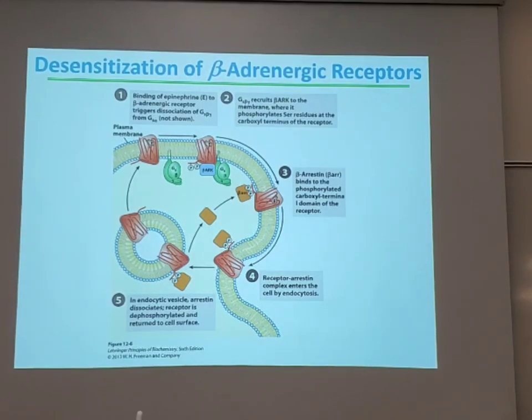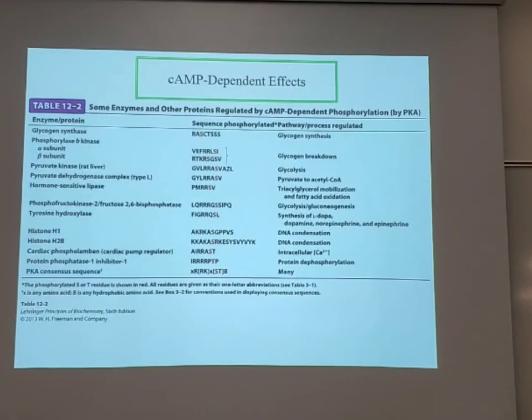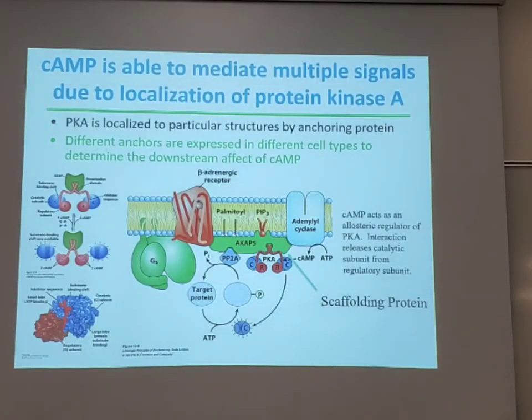Here, the reason it's under green, you do need to know what a BARK is and what a BAR is. The beta-adrenergic receptor kinase, the beta-adrenergic receptor arrestin. So. All right. So let's get into cAMP a little bit more.